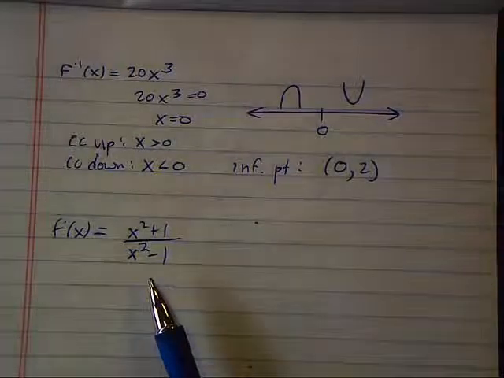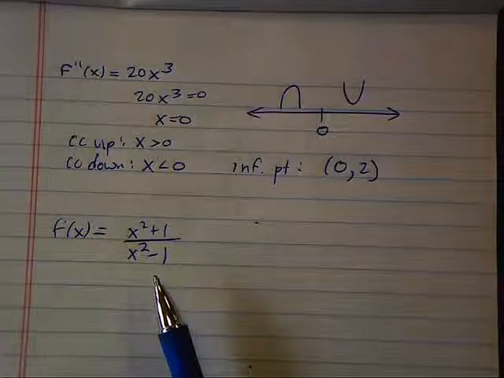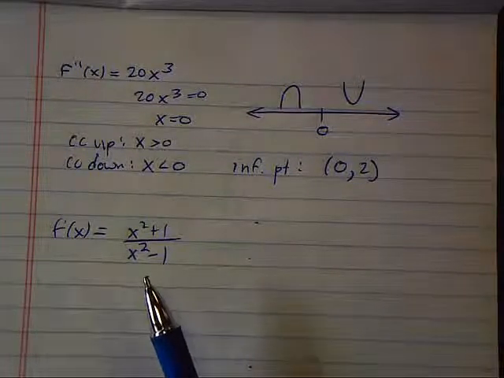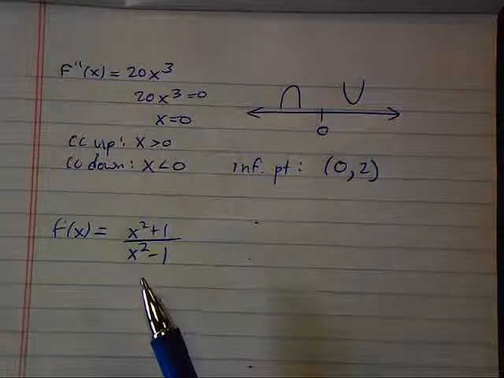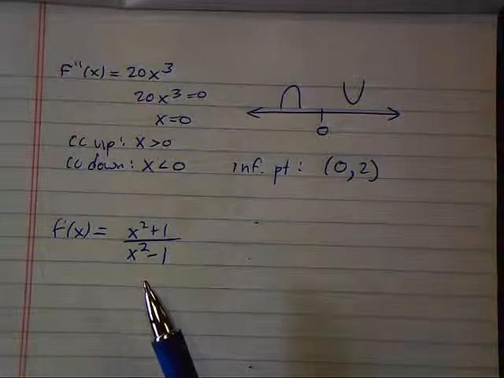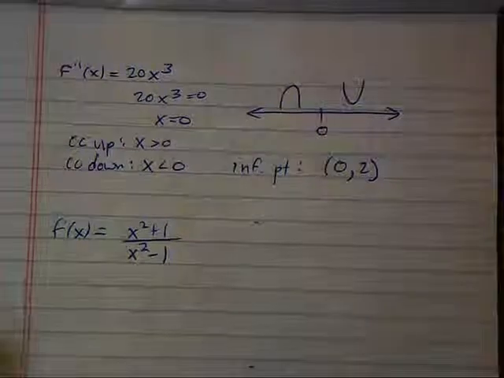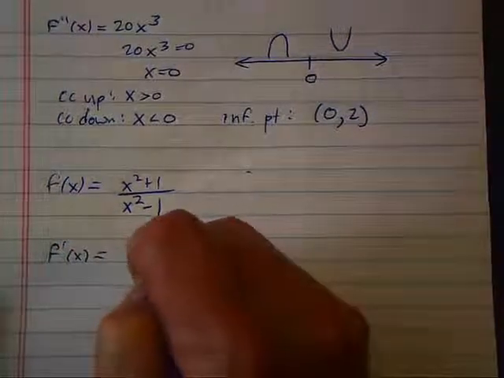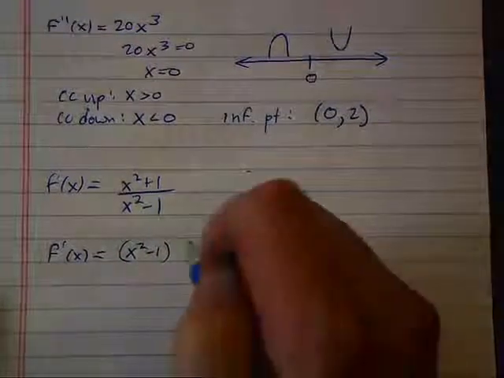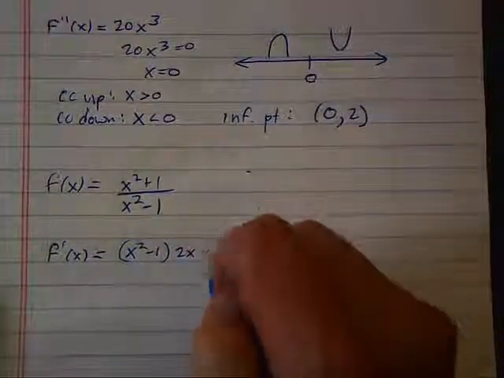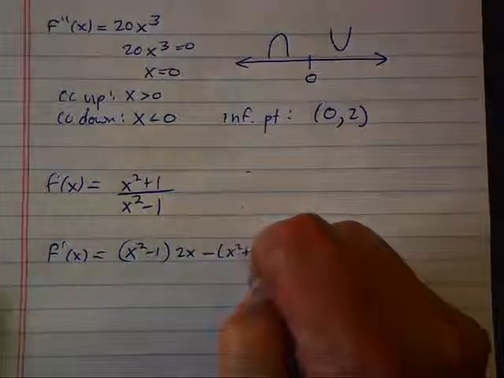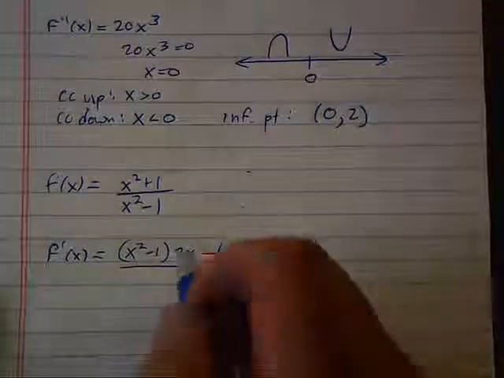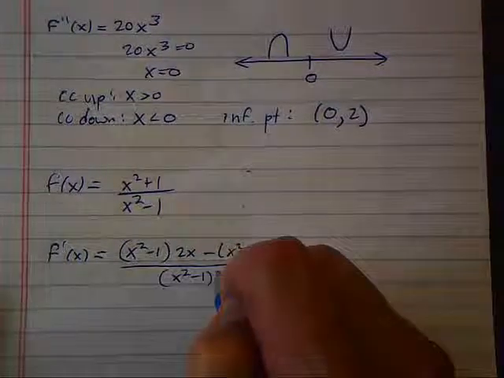So let's do the same thing for this problem. Let's find the first derivative. Let's find the second derivative. Let's find the increasing, decreasing. Let's find the concave up, concave down. Classify all critical points, find all inflection points. Lots and lots of stuff to do. Derivative. Bottom, x squared minus 1, times the derivative of the top, 2x, minus the top, x squared plus 1, times the derivative of the bottom, 2x, all divided by the bottom squared.